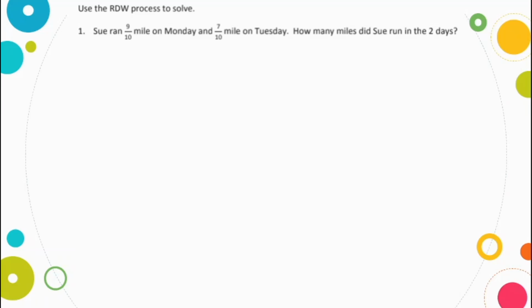So let's get started. It says use the read, draw, write process to solve. Problem number 1. Sue ran 9/10 of a mile on Monday and 7/10 of a mile on Tuesday. How many miles did Sue run in the 2 days? Well, I'm going to show you 2 different strategies. So for strategy number 1, we are just going to take 9/10 and we're going to add it to our 7/10.